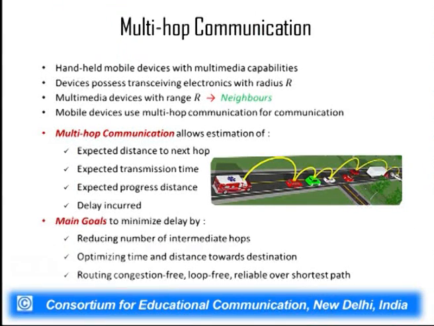So handheld mobile devices with multimedia capabilities have transceiving electronics. For simplicity we have taken the range to be homogeneous, R. Obviously you can assume it to be R1, R2, R3 if the coverage areas are different. The multimedia devices with range R, whatever devices come within that range R of a particular device, are designated as its neighbors. So a moving object must have some range R and some coverage area A.